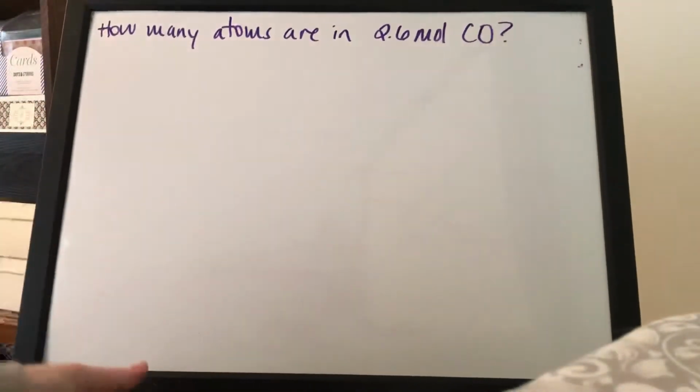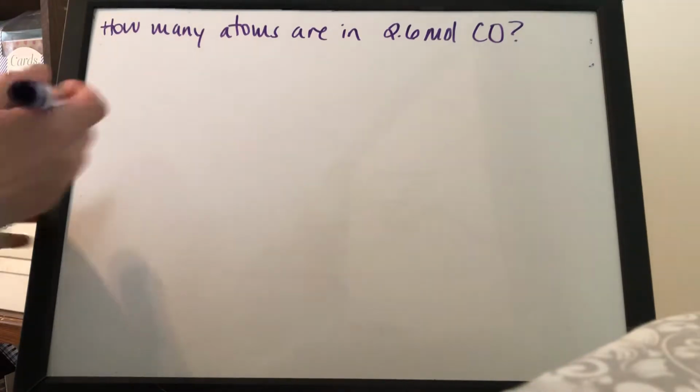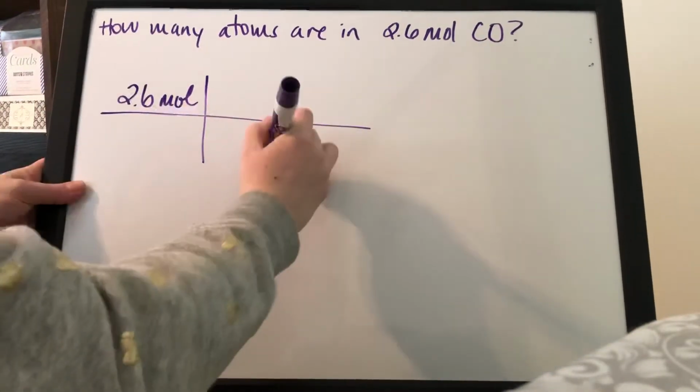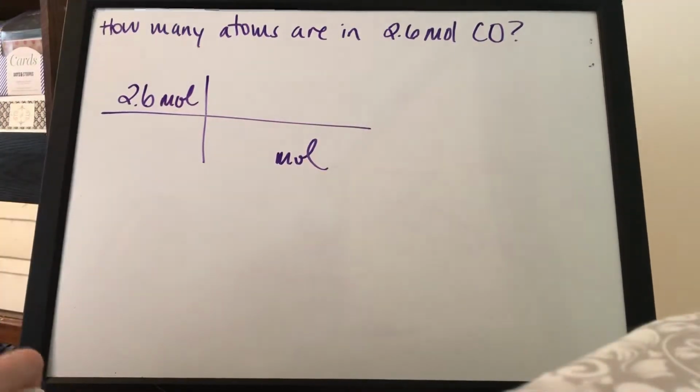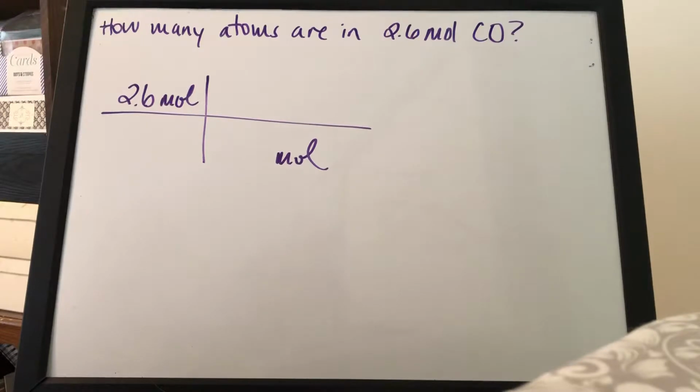Okay, so this was our question. How many atoms are in 2.6 moles of CO? That's, of course, carbon monoxide. We would start it like before, using our roadmap, 2.6 moles. I'm trying to get rid of moles, so moles on the bottom. And most students are very quick to put atoms on the top right here.